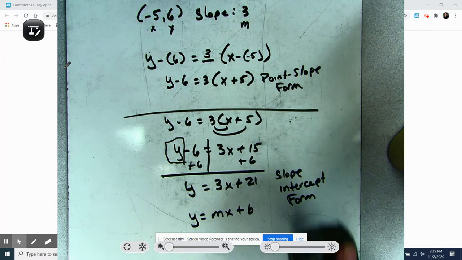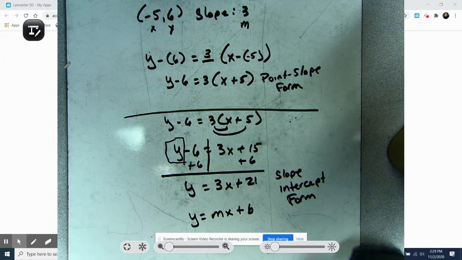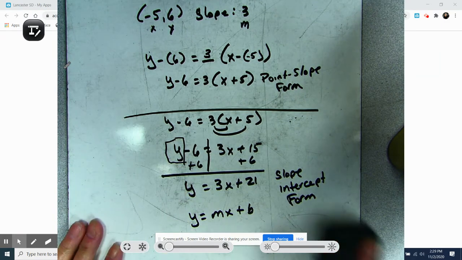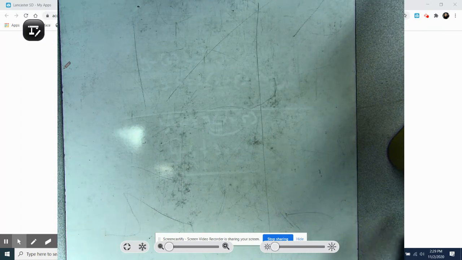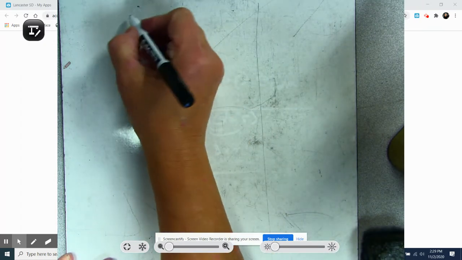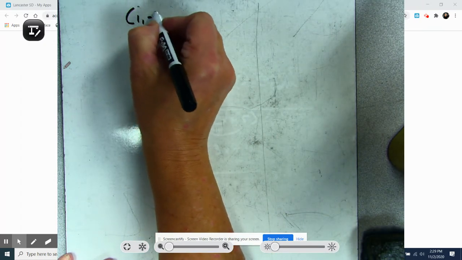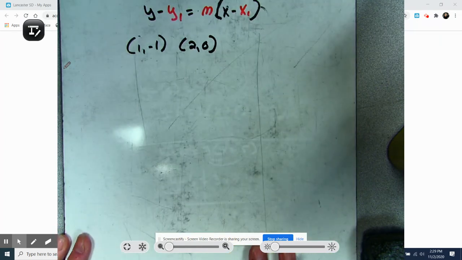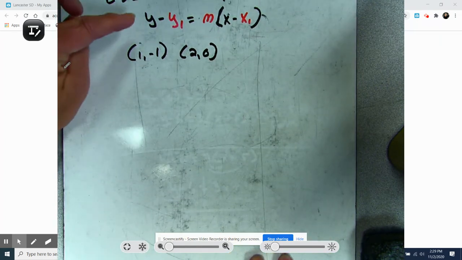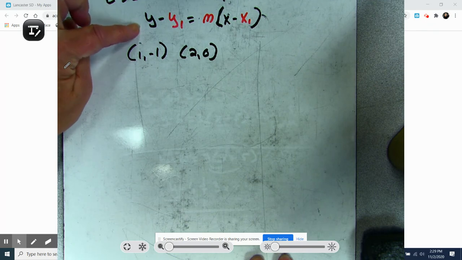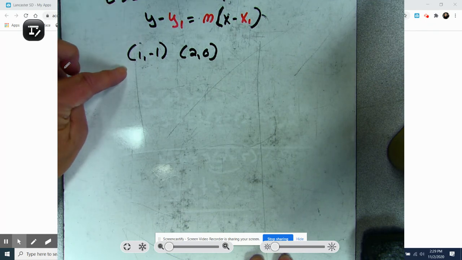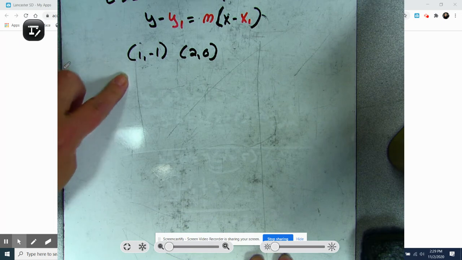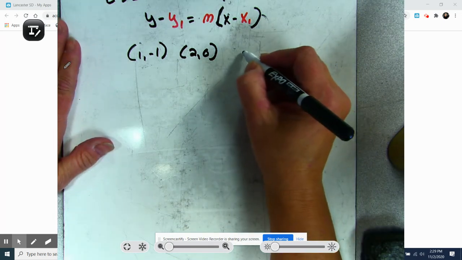What if instead of getting a point and a slope, what if instead they gave us 2 points? So what if they gave us the points 1, -1 and 2, 0, and told us that we needed to write an equation in point slope form and slope intercept form that goes through these 2 points? Well, you don't have a slope. So the first thing you have to do is find what m is.